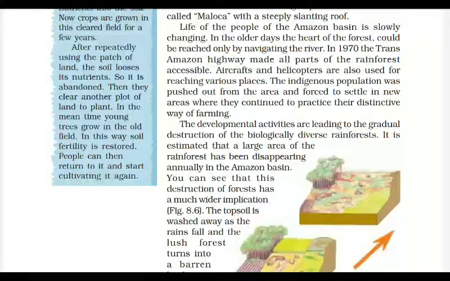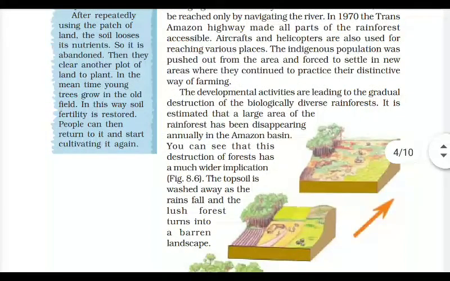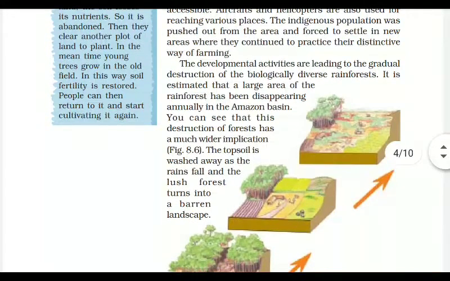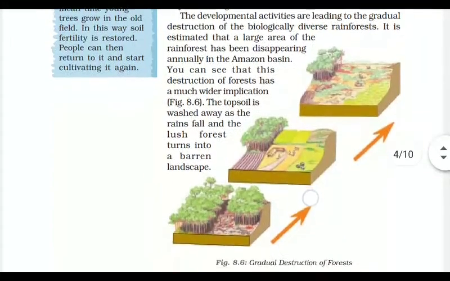The indigenous population was pushed out from the area and forced to settle in other areas, where they continue to practice their distinctive way of farming. All right. So the development activities are leading to the gradual destruction of the biologically diverse rainforest. It is estimated that a large area of rainforest disappears annually in the Amazon basin.